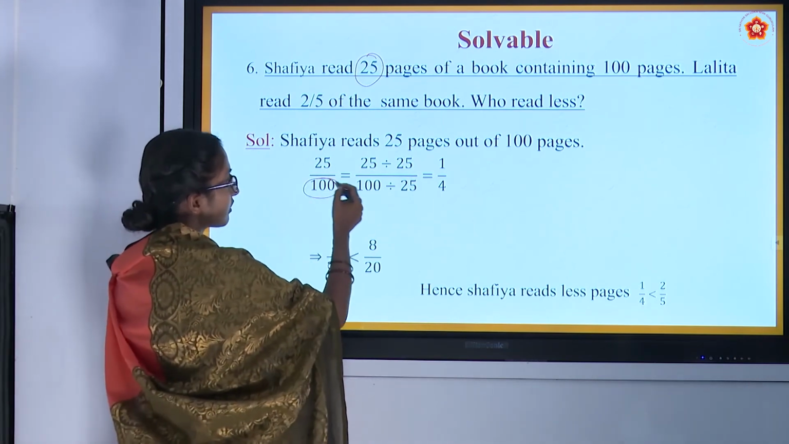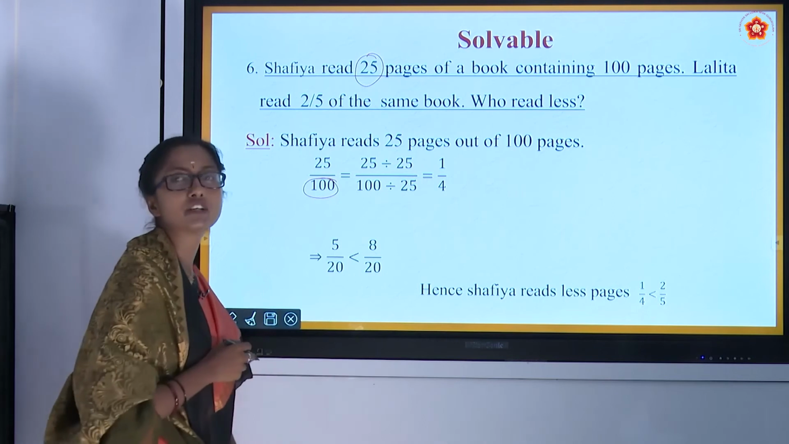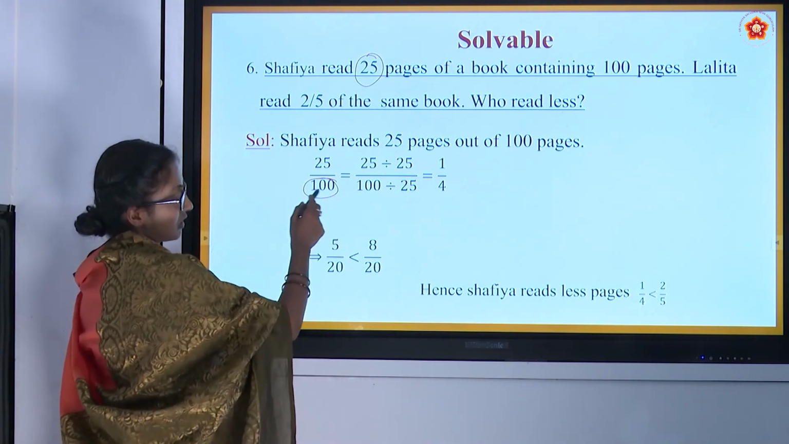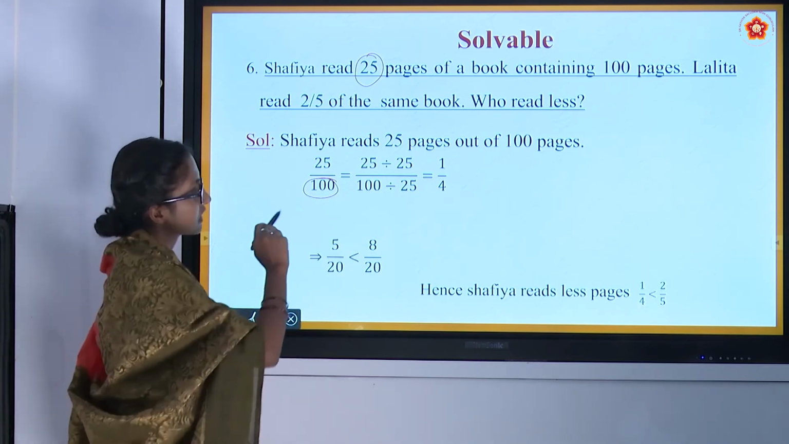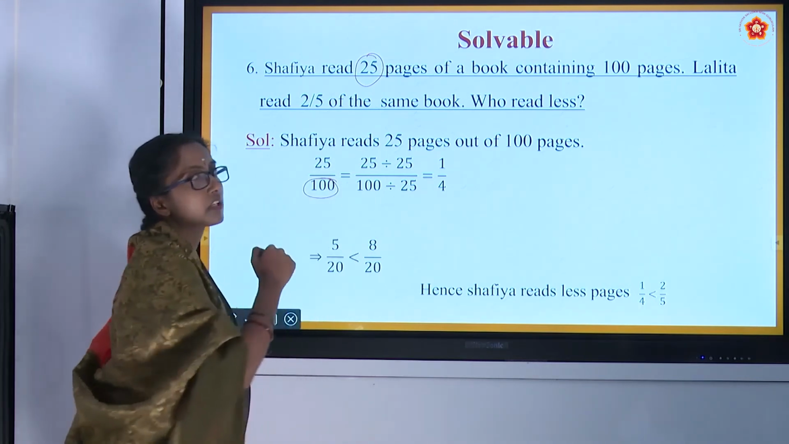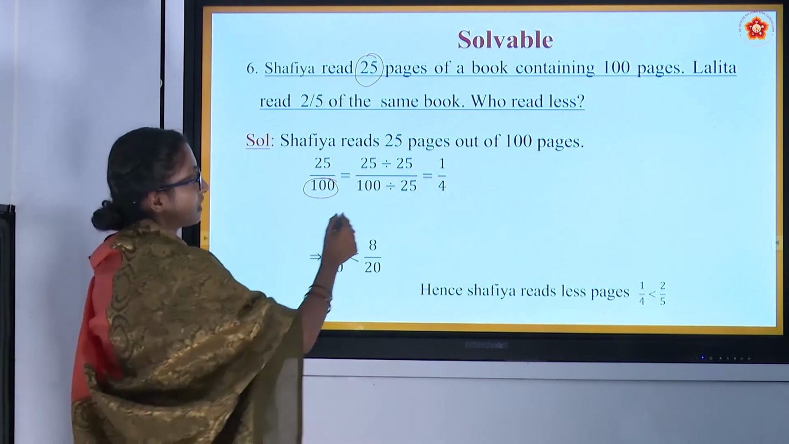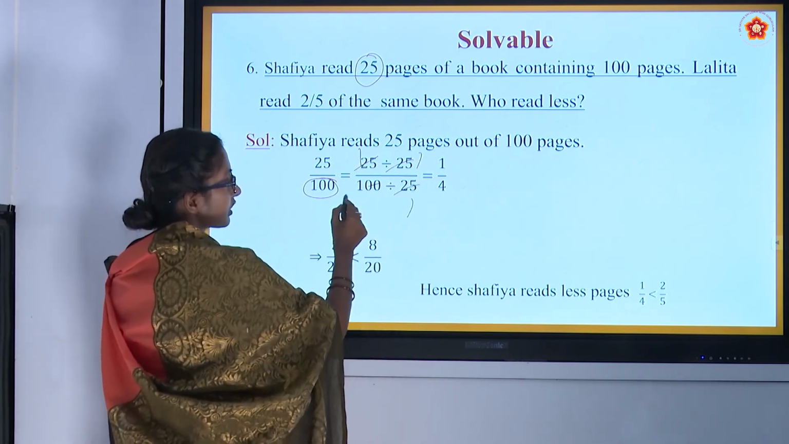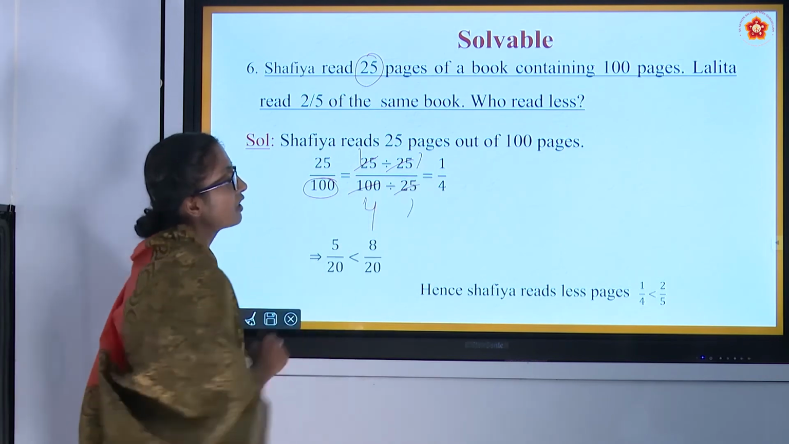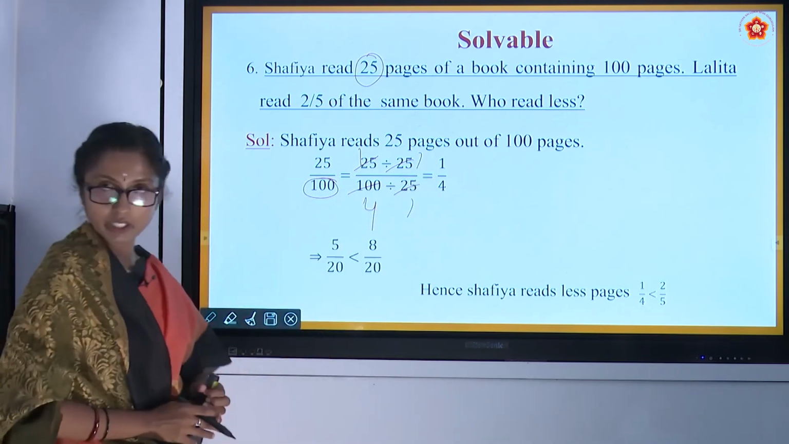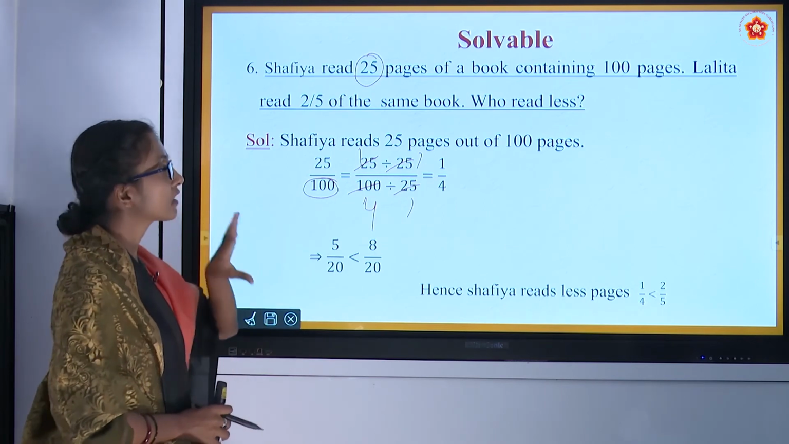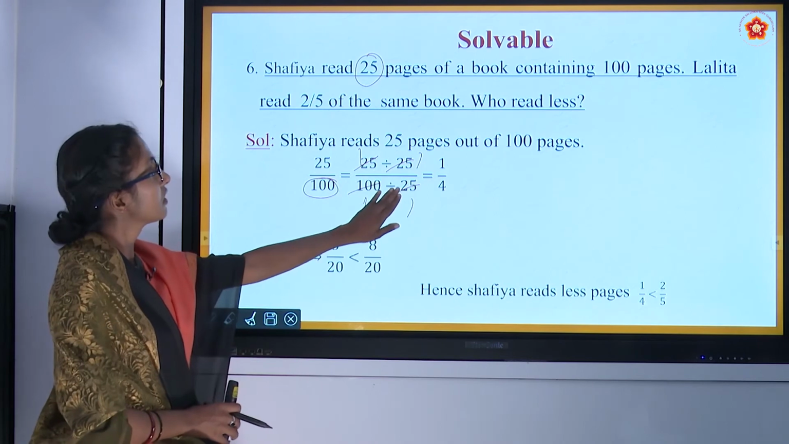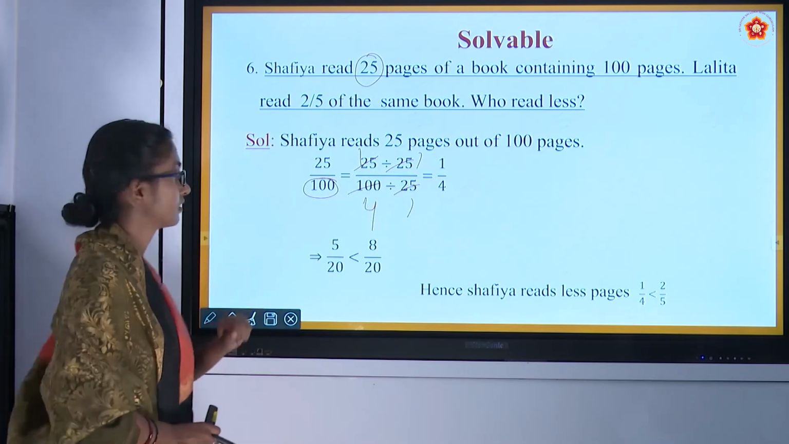Let's divide both by 25, because in the 25 table we can see 100 also. Even 25 will get cancelled by the 25 table. 25 ones are 25, 25 fours are 100, so it is 1 by 4. 25 pages means among 100 pages, 1 by 4th of the pages are read by Shafia.